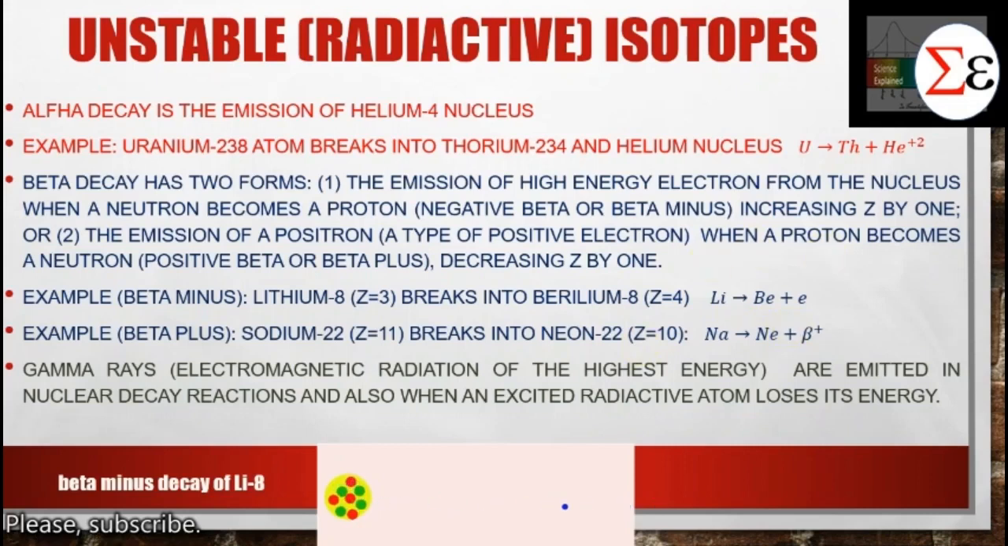The gamma rays are a type of electromagnetic radiation of the highest energy, and they are emitted in nuclear decay reactions, and also when an excited radioactive atom loses its energy.